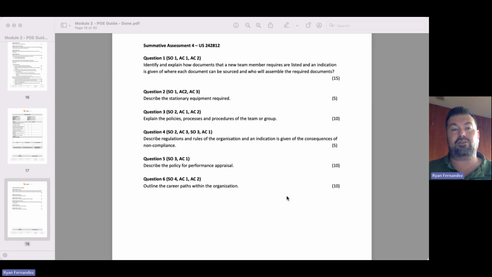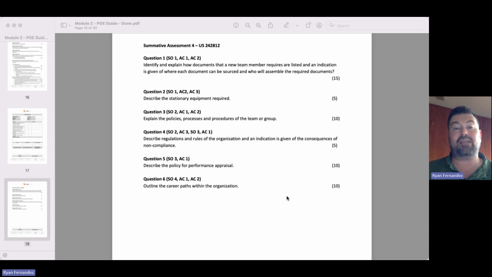Then question number 2, describe the stationery equipment required. So in the job that they would do, what would be the stationery and equipment that they would use in order to do their job, and how would you give it to them?